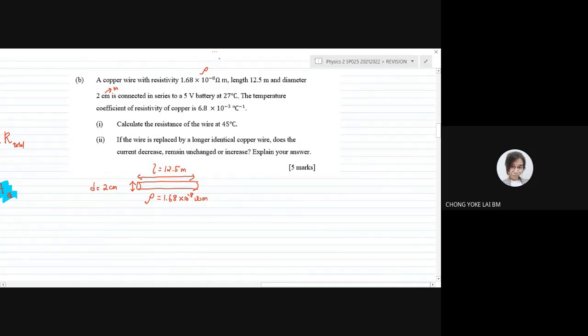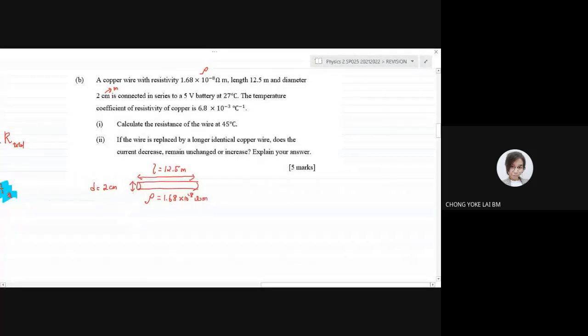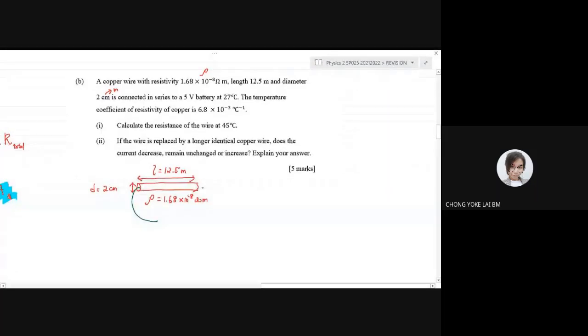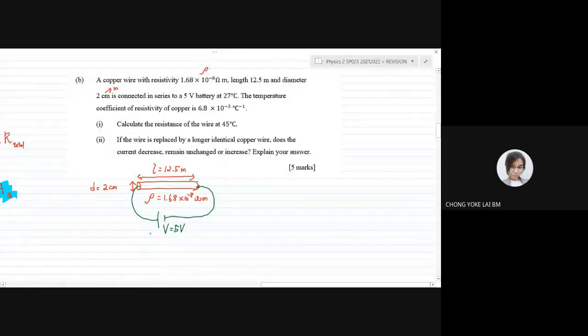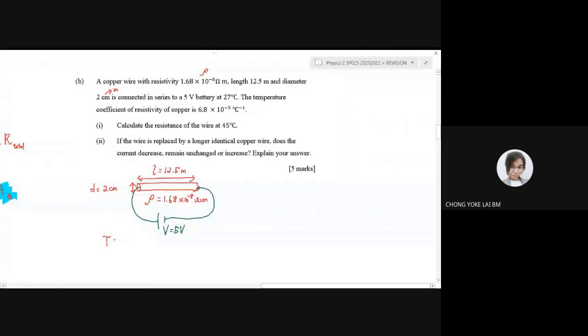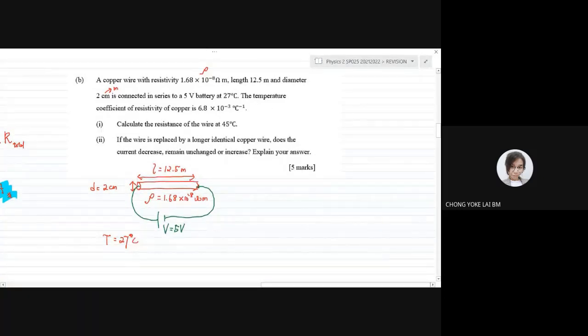Okay, this wire we connect to a battery, whereby the voltage of the battery is 5 volt. So at the very start, the temperature is 27 degrees Celsius. So the temperature coefficient of resistivity of copper is 6.8 times 10 to the power of negative 3 per degree Celsius.